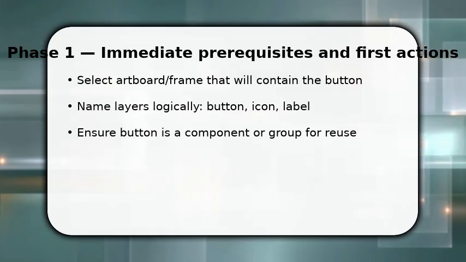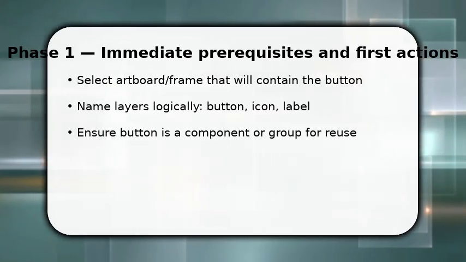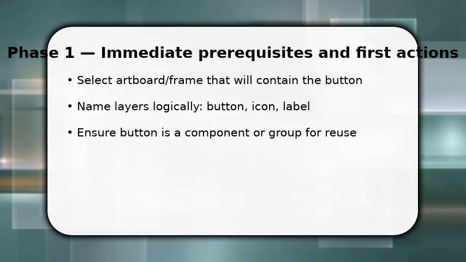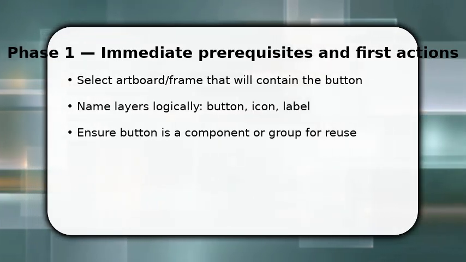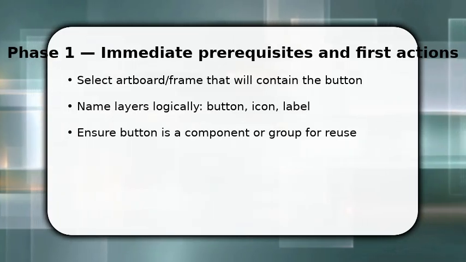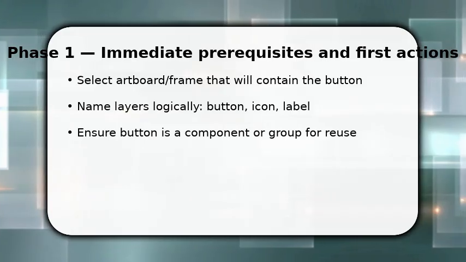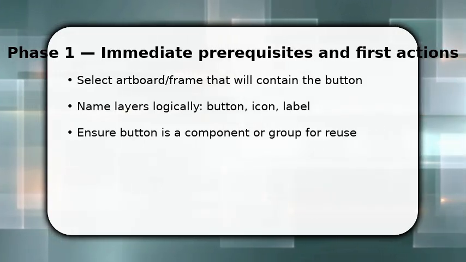Enjoy the video. You start inside the frame where the button lives, select the button layer and check its structure. Group or convert the button into a component so states stay consistent. This matters because components carry overrides and make prototyping predictable. Once grouped, add a clear name like button/primary so you can find it fast.